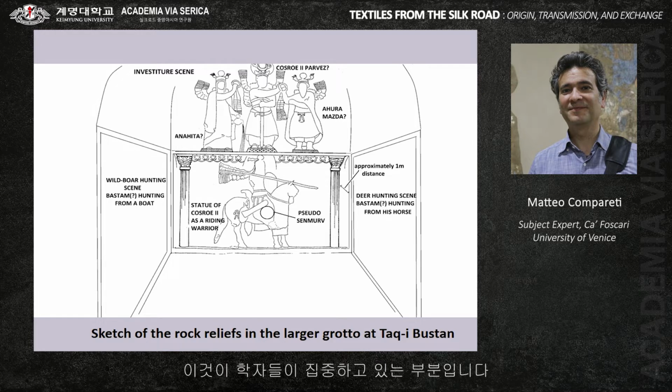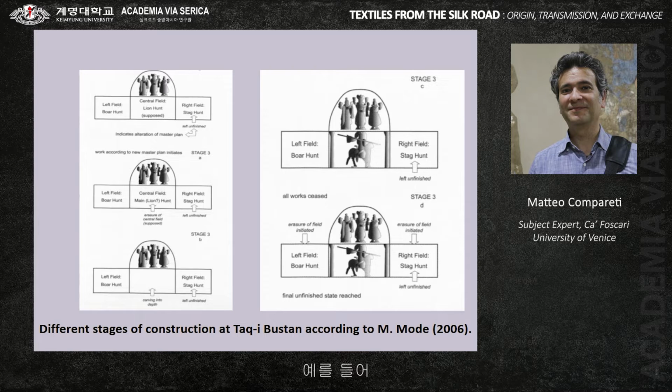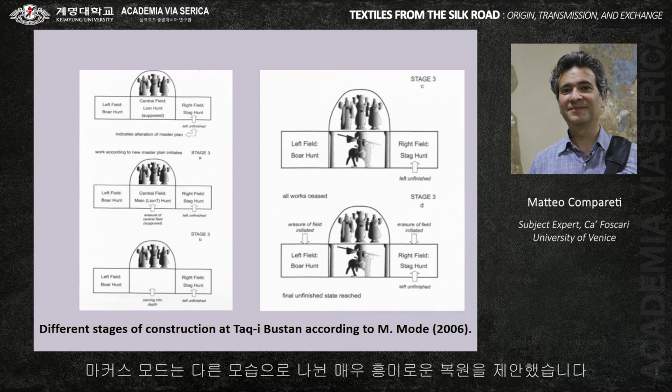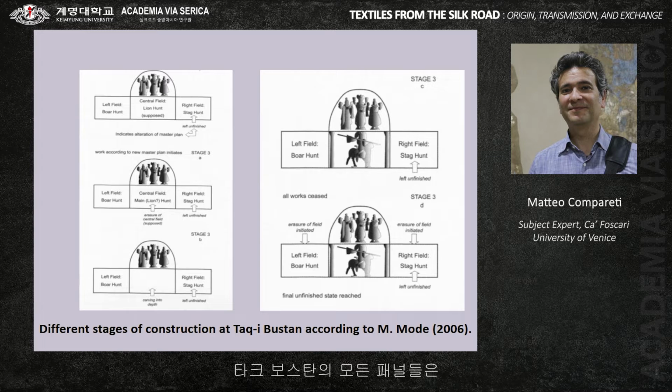And this is something which called the attention of scholars, because, for example, Marcus Mode proposed a very interesting reconstruction divided in different phases. He proposed that in origin, all panels at Takebustan, so the two lateral ones and the one in front of somebody accessing the grotto, were three hunting scenes. And the central one, the one which is now occupied by the king on horse, was in origin another low relief panel. Later, something happened.